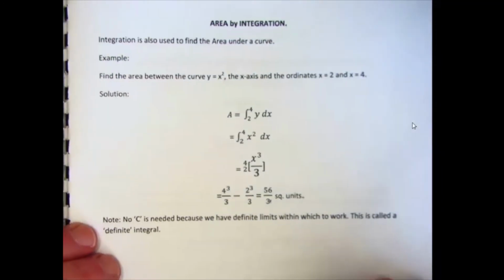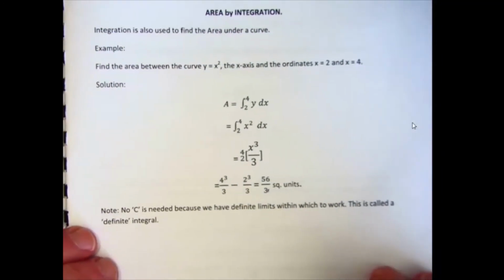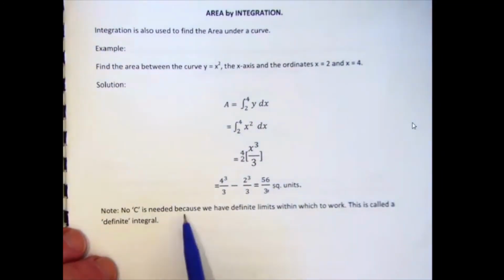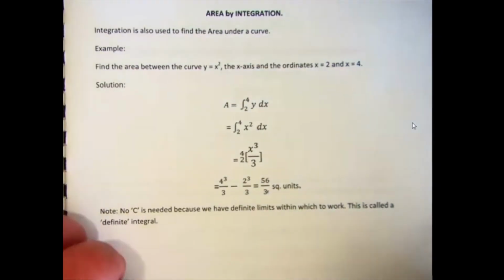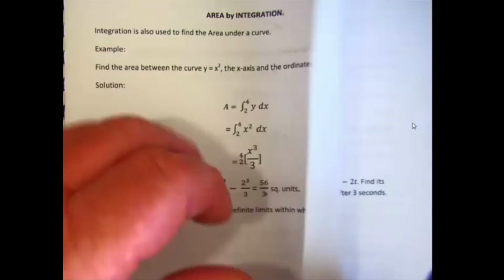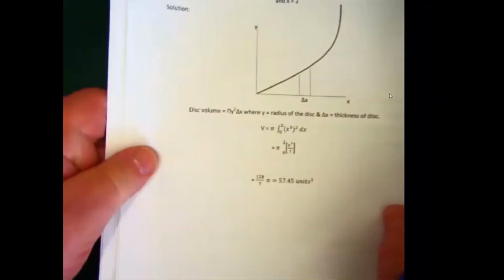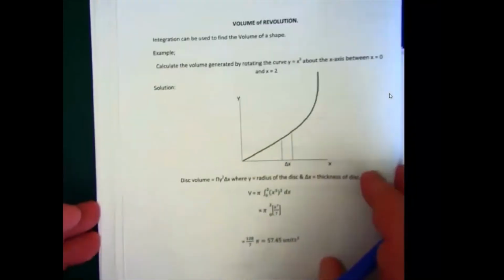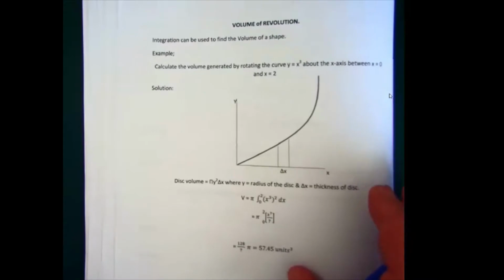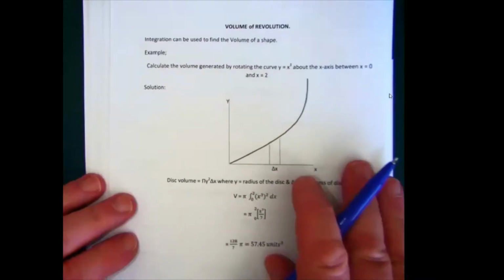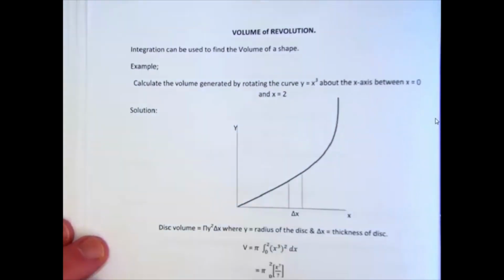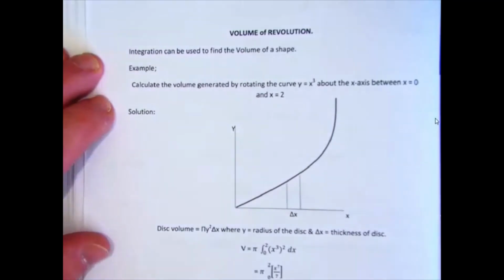Now the point that we've brought out here is the fact that no c is needed because we have definite limits within which to work. So this is called a definite integral as opposed to an indefinite integral, which is what we were dealing with beforehand. Now, apart from areas, there are sometimes problems which require a little bit of knowledge about volumes. So let's have a look at the next section.